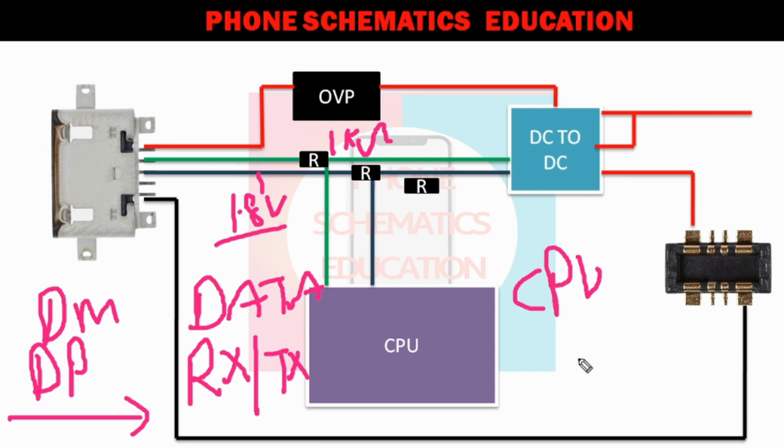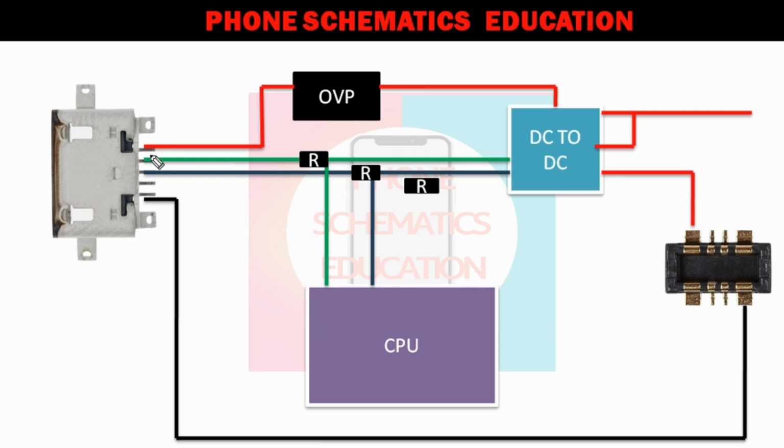Or when your phone is off, you connect with the EDL point or plus minus negative point, connect in downloading mode, and you can unlock your phone and flash your phone with a new firmware. I hope you get my point. Through these pins, DM and DP, right? In this line you will get 1.8 volt. So how does this line work? Suppose you connected the data cable to a laptop, right?